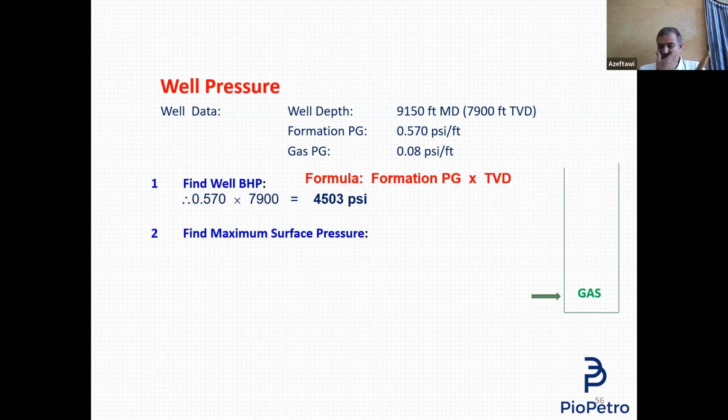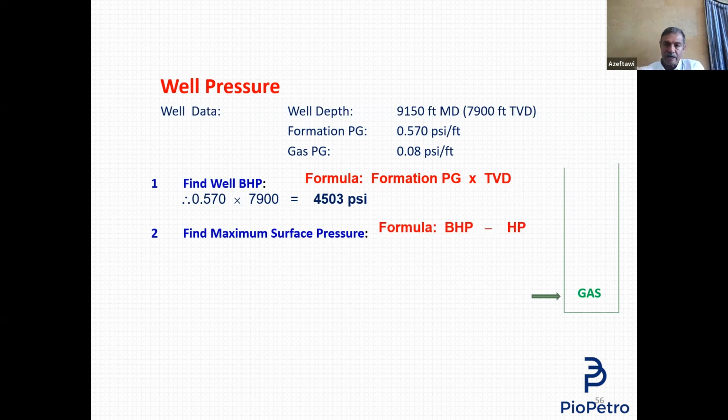Actually, if this 4,000 psi needs to move upward, there is something above it preventing it from moving upward, which is the hydrostatic head above it. So the maximum surface pressure on top is actually the bottom hole pressure minus the hydrostatic pressure. This is how we calculate the maximum surface pressure.